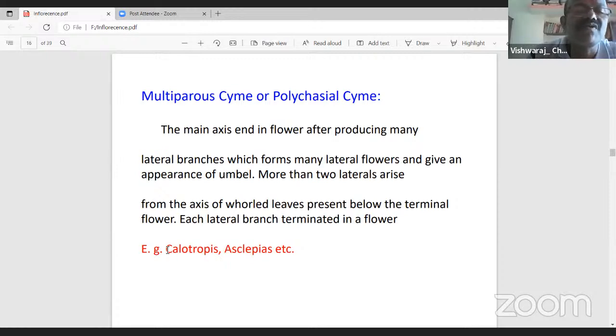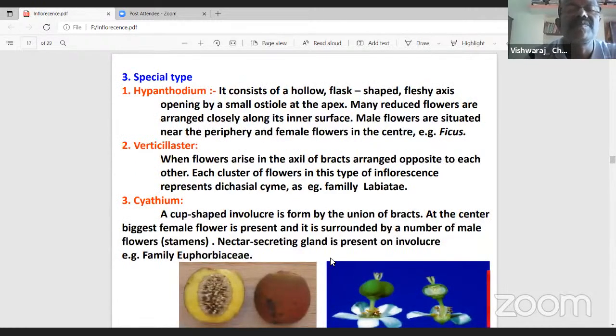Example: Asclepias, Calotropis, that is an umbel-like structure. Then special types of inflorescence. Number one special type of inflorescence is Hypanthodium.